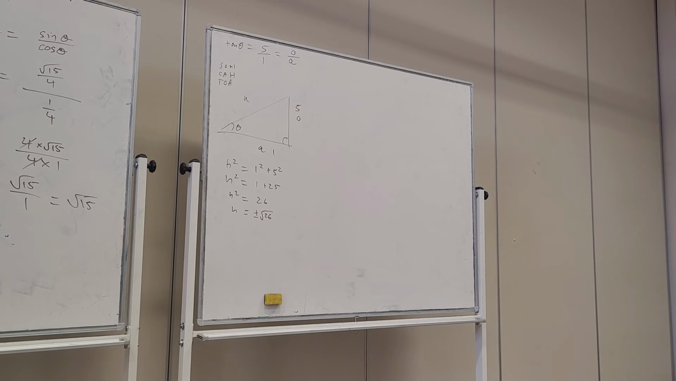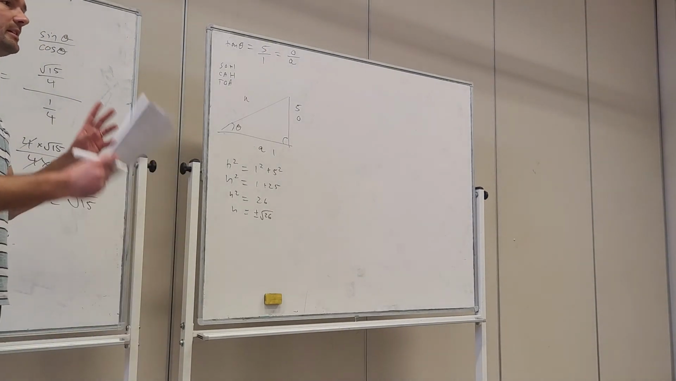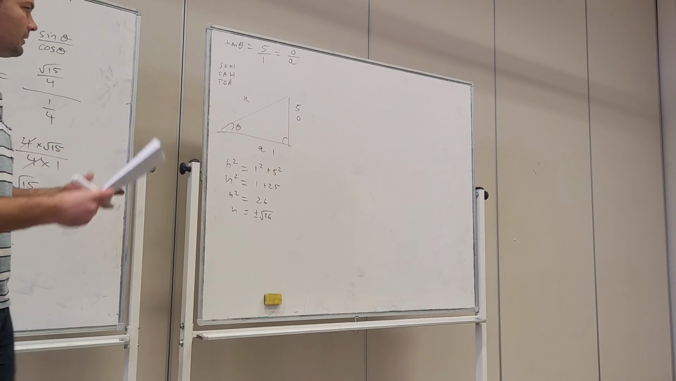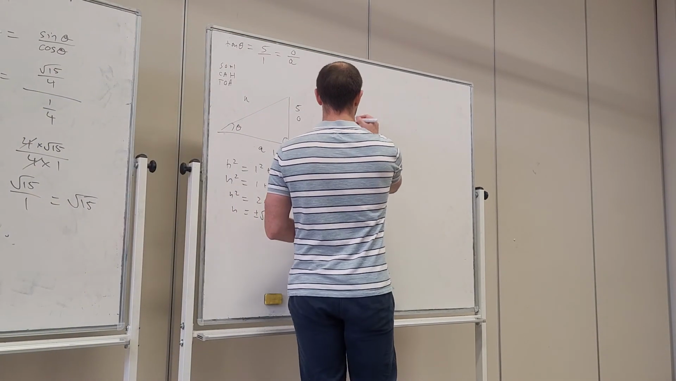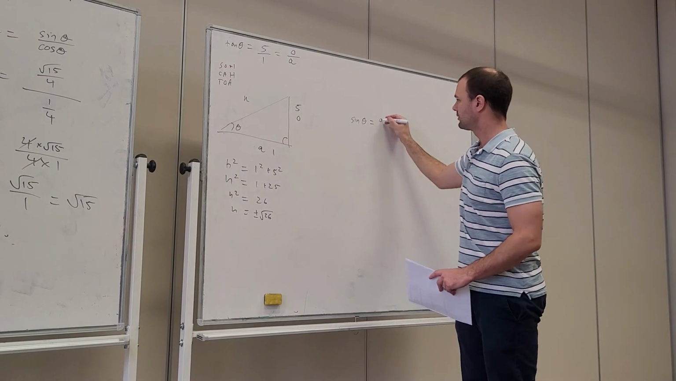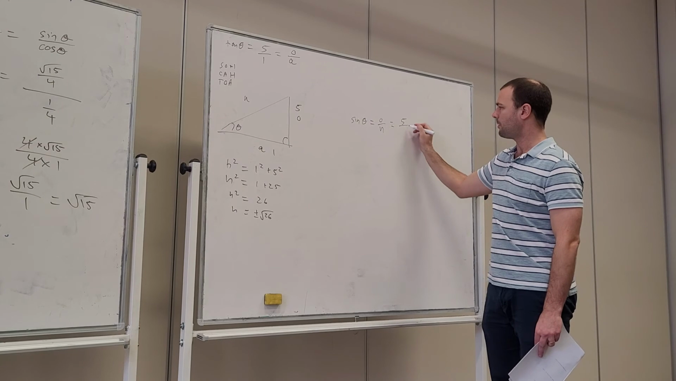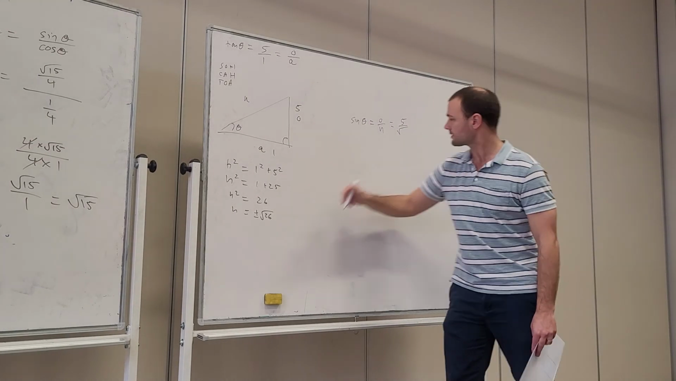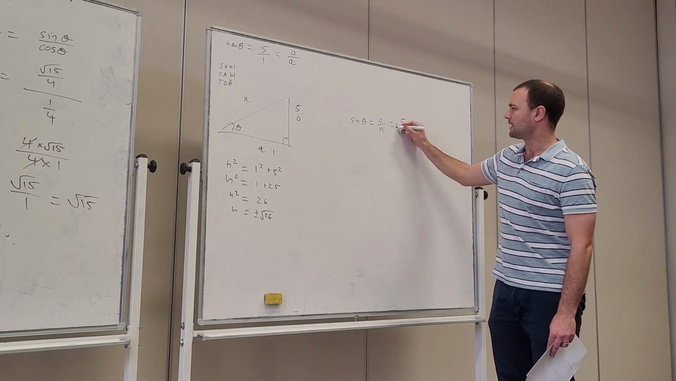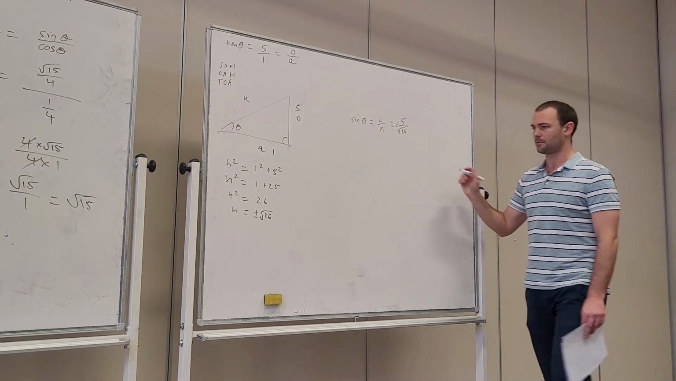Okay, now the question says find sine and cos, and we're not given a region, which means we need to consider both positive and negative values. Well, sine is O on H. So sine is going to be plus or minus 5 on top of the square root of 26. And we need the plus or minus out the front there because we need to consider both the positive and the negative values.